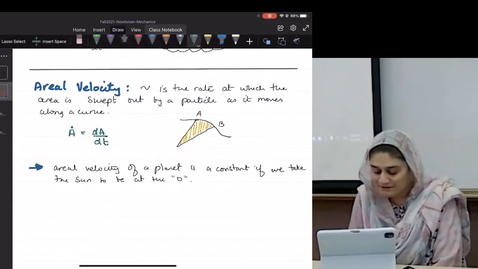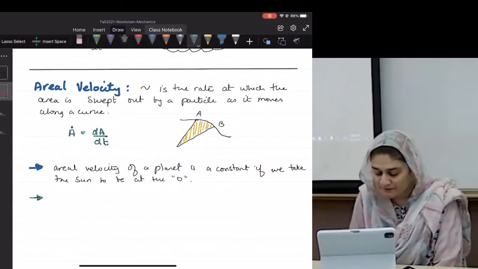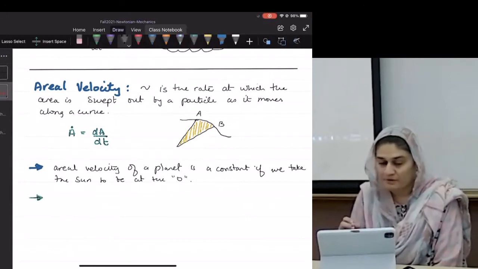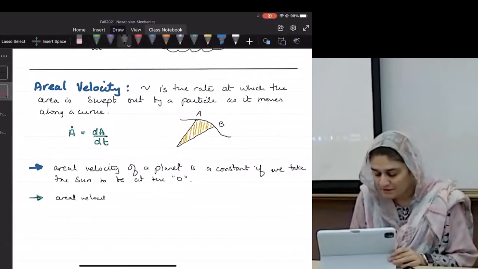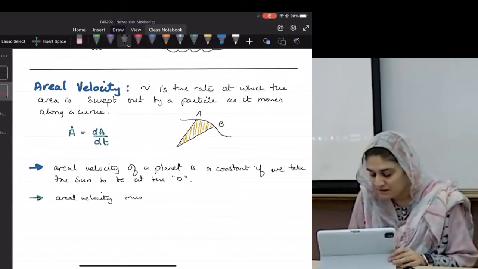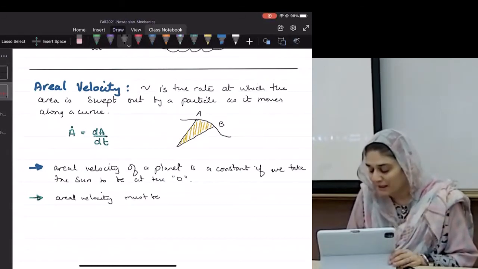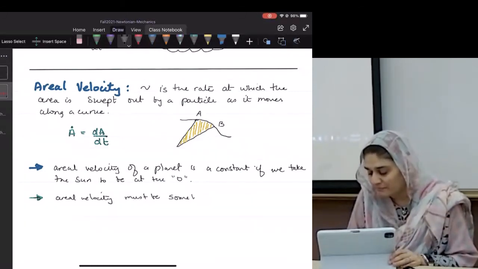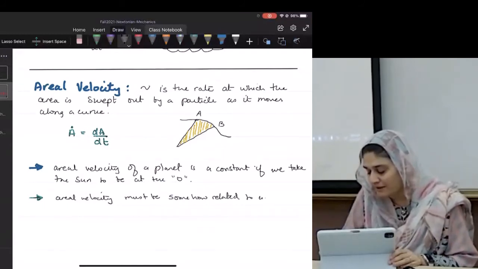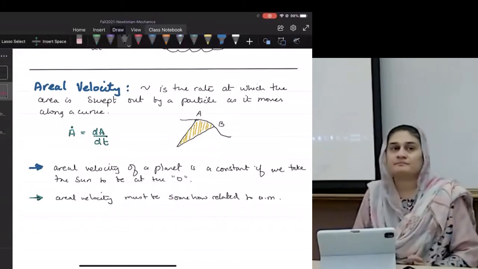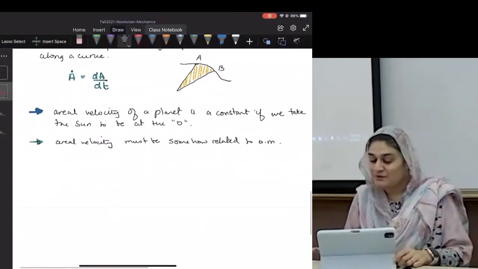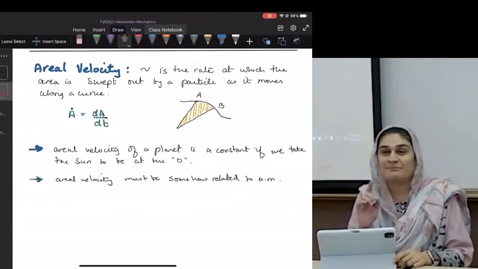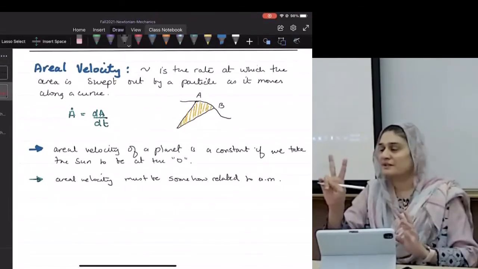And because of Kepler's laws, we know another thing, which is the areal velocity must be somehow related to angular momentum. I just made a bold statement. So now let's prove it. So in order to prove this, let me tell you two things.